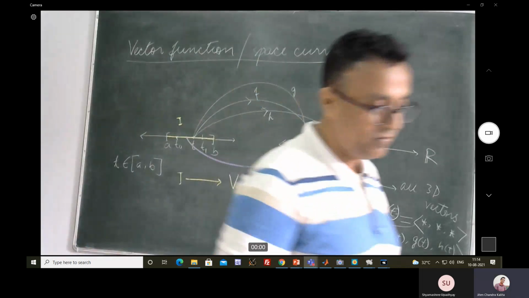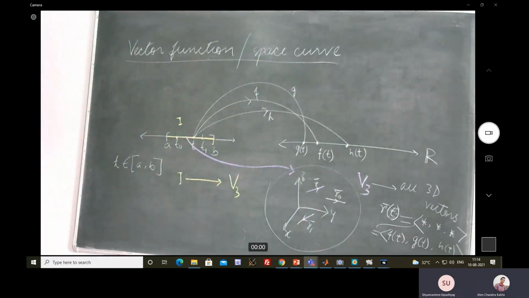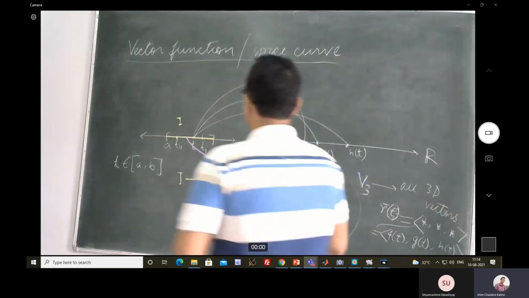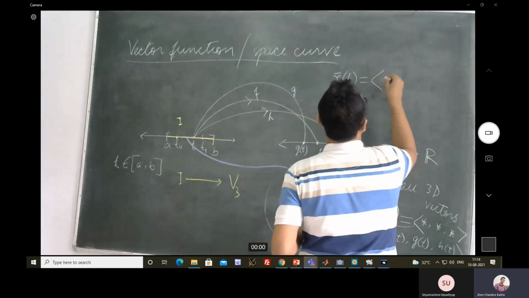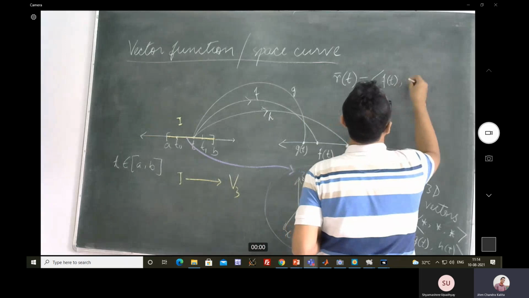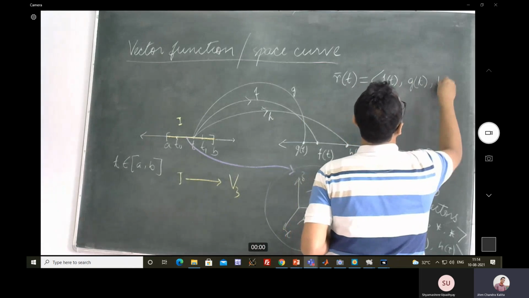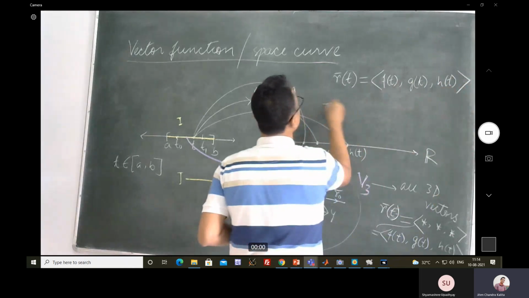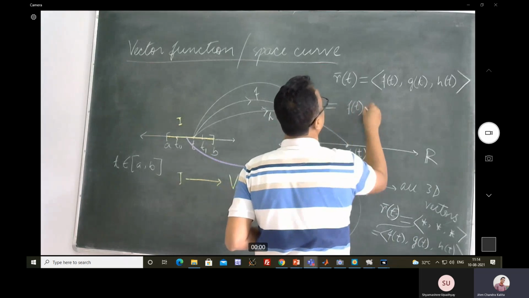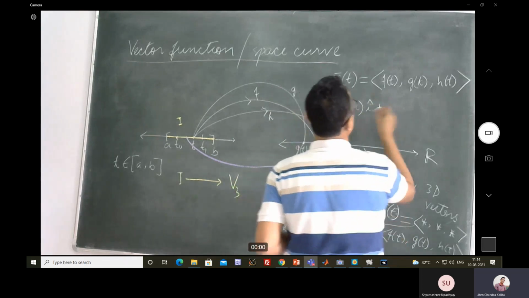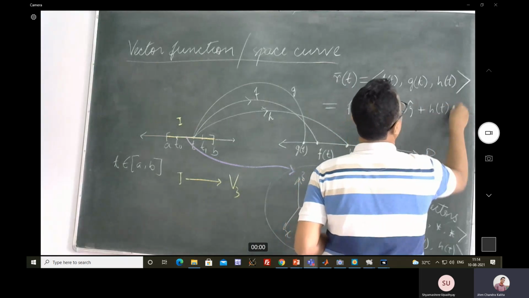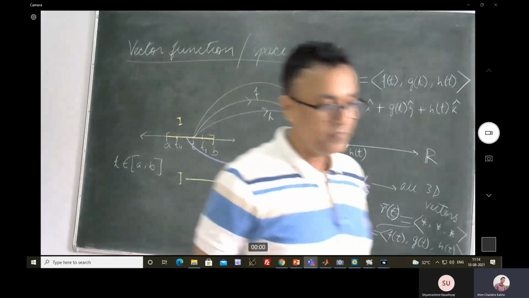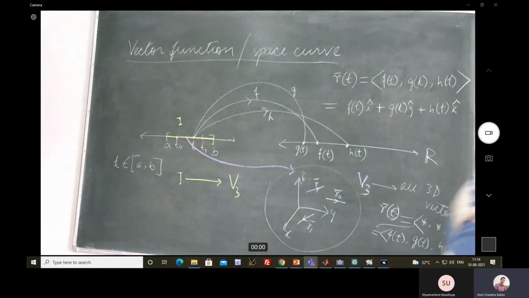Is it okay? Fine. So this is about vector functions. Basically this is simply r(t), which is f(t), g(t), h(t), and in terms of the unit vectors along the x, y, and z axes, I can simply write it like this.